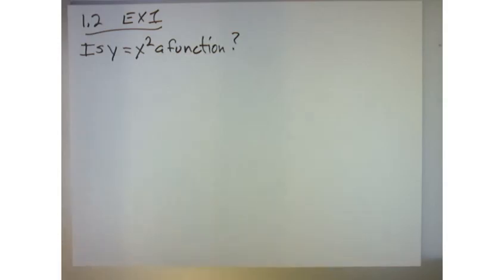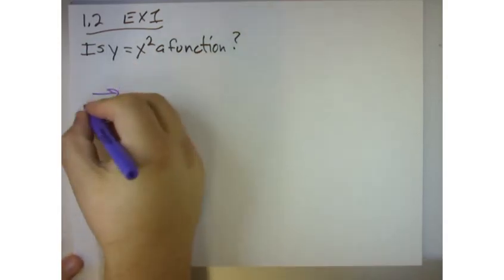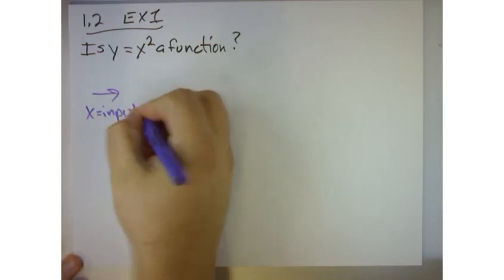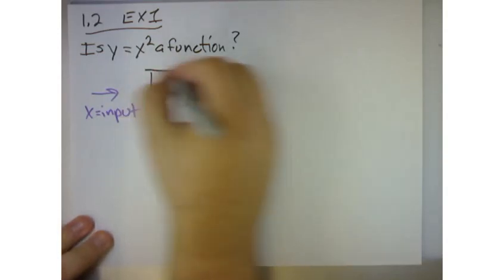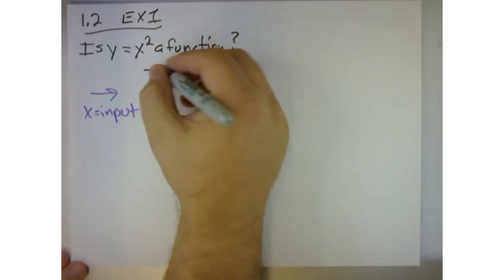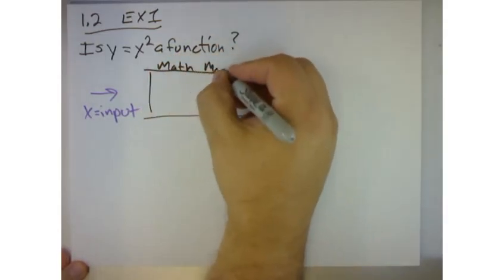What do we need to know? We need to know what a function is. So here's what we do in algebra a lot. What we normally have is some sort of mathematical relationship where we have x equals some input value. And then normally what that does is that goes through some sort of mathematical manipulation. And so that's what I'm going to call it, a mathematical manipulation.